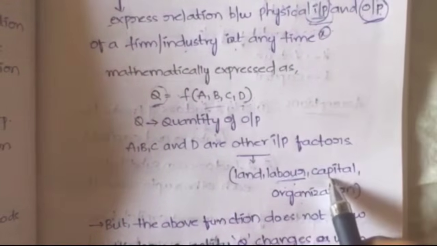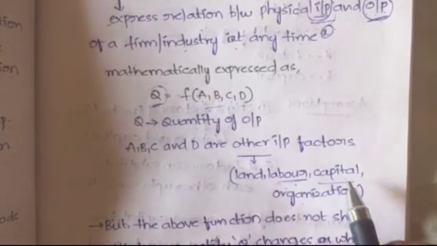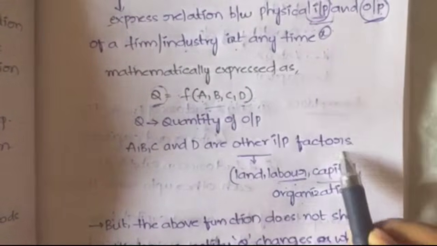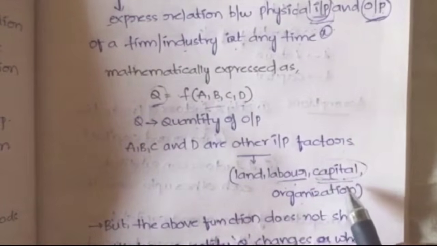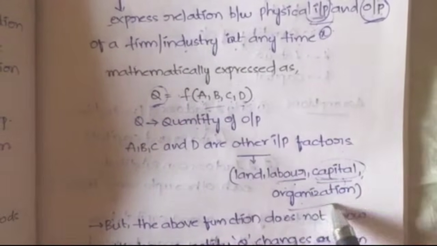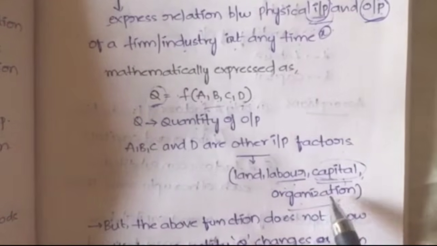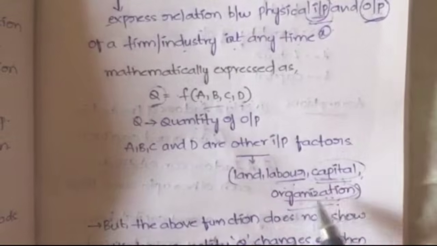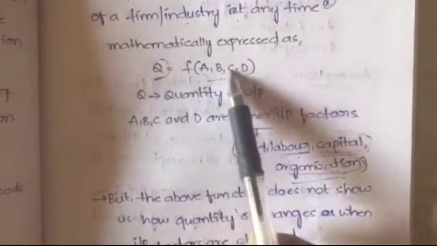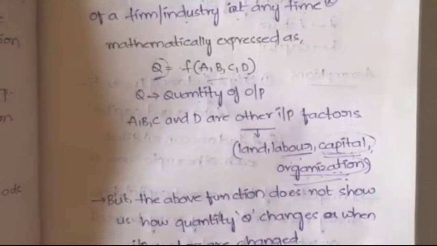And the next one is the capital. Capital is nothing but the amount of money that you are going to invest in that particular company. So what is your initial capital, what is your initial budget is nothing but your capital. The next one is organization, your type of organization, whether it is a large scale organization or small scale. All those come under organization. Okay, Q is the output and A, B, C, D are the input factors that are going to decide the amount of output that is going to be generated.